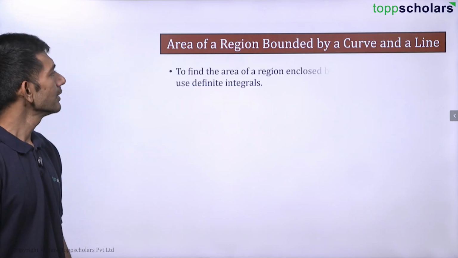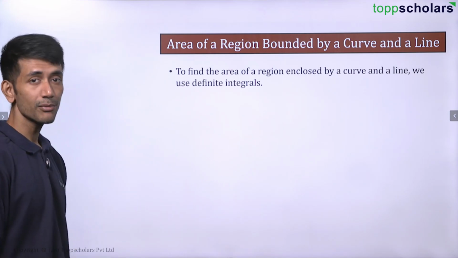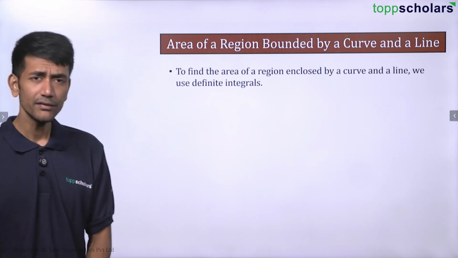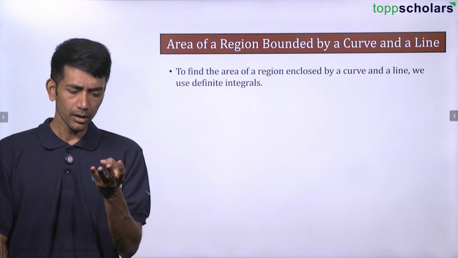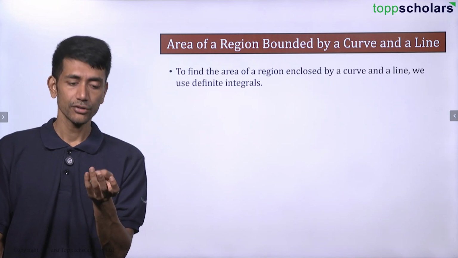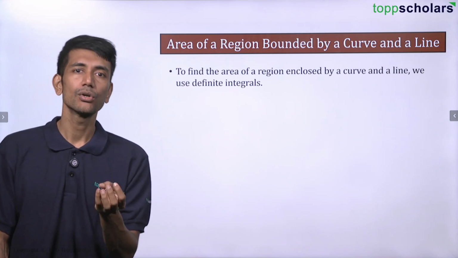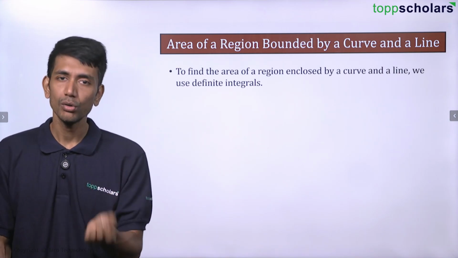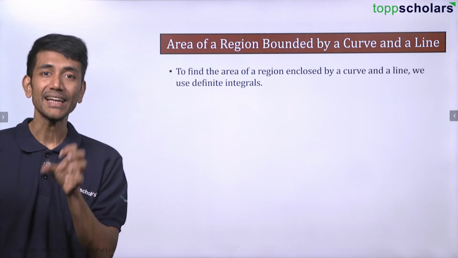Clear? Now let us talk about the area of a region bounded by a curve and a line. What is the difference between this and the previous topic that we studied? In the previous topic, we had the x-axis, we had the y-axis. Both of them were lines. We had x is equal to a, x is equal to b, y is equal to a, y is equal to b. Those were also lines. So we found out the area of the bounded region between the lines only.